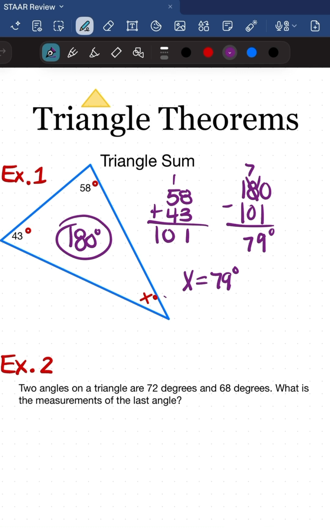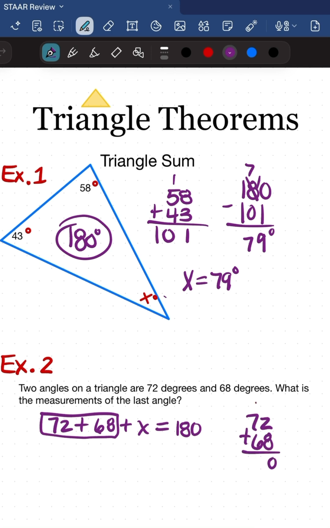Okay, so let's look at number two together. Let's try this one in equation form, and let's see if you can solve it like that as well. So again, I know that 72 plus 68 plus x has to be equal to 180 degrees. First, let's add these to combine. That gives me 140 plus x is equal to 180.